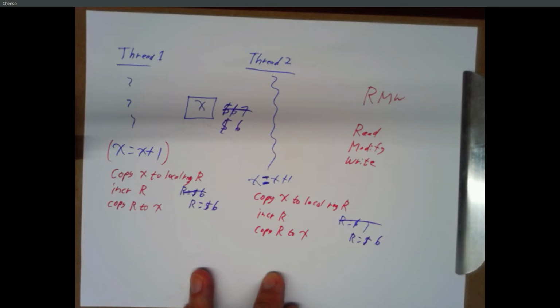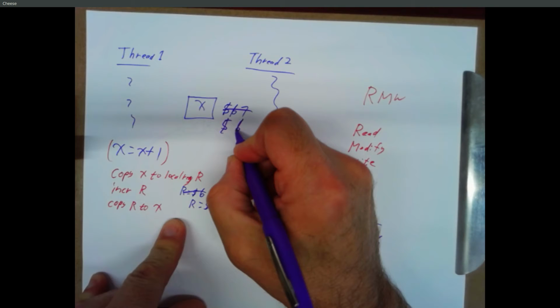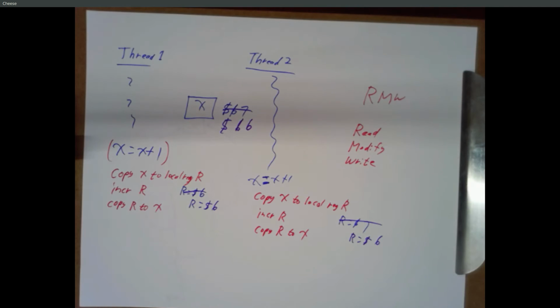Thread 2 finishes, thread 1 goes back to running. Where was it? It was right here, it was about to copy R to x. So it says, okay, R is equal to 6, let's copy that to x, and x is 6. And both threads have executed x equals x plus 1, but x changed from 5 to 6, not 7. That's a really annoying problem to try to find and to try to deal with unless you have some sort of help for dealing with it. And so that's the kind of thing that happens when you're not synchronized.